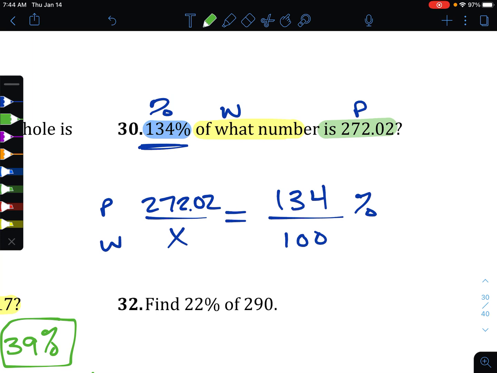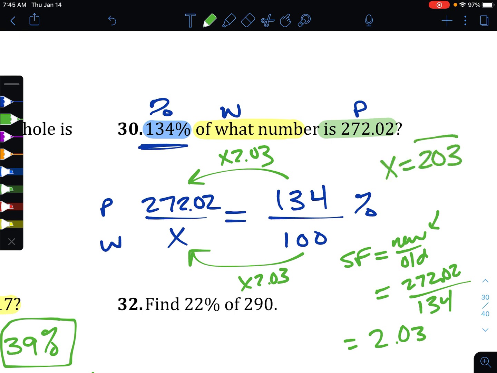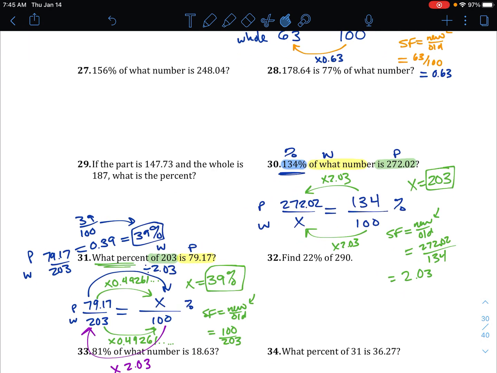All right, let's find a scale factor that gets us to x. So we do 272.02. That's the new divided by the old. So we do 272.02 divided by the 134. That'll give us our scale factor. That scale factor is 2.03. So it's times 2.03. Then 100 times 2.03 would be our x, which is 203. And that's not a percent, so make sure you don't put a percent sign on that, only if it's asking for the percent. And that's three different examples on this page 30 of ways to find all three pieces: the part, the whole, and the percent.